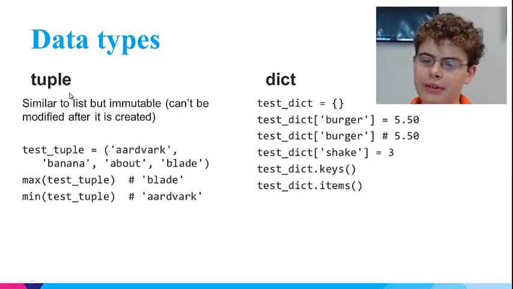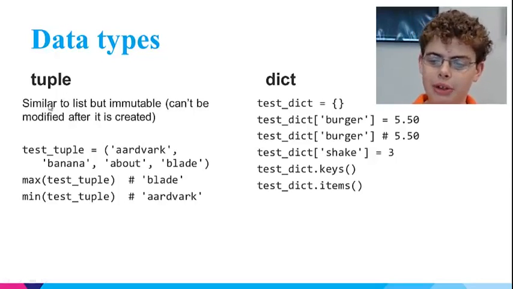Then afterwards, we have dictionaries. Dictionaries work very similarly to the way an English language dictionary would work, for instance. We have a series of keys, and then we have a series of values. In an English language dictionary, the keys would be the words, and the values would be the definitions. However, in a Python dictionary, we don't necessarily have to have words and definitions for it to work.